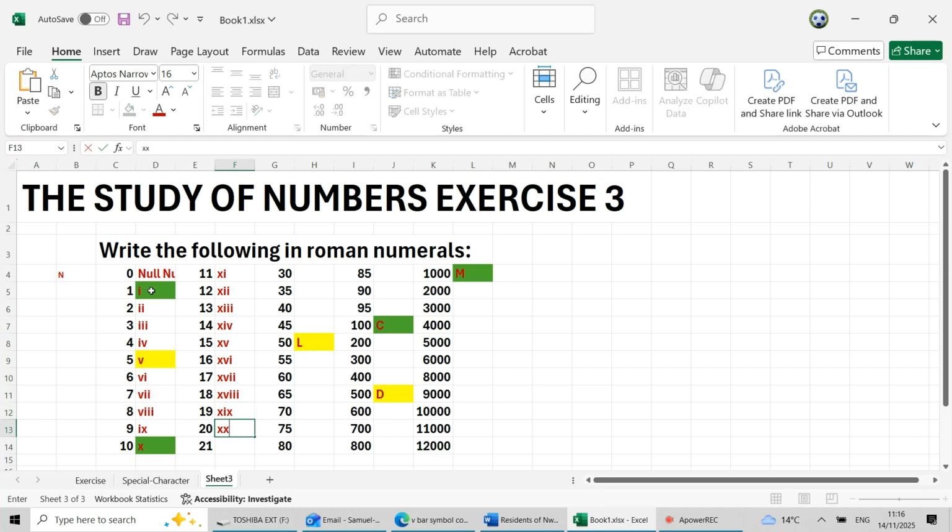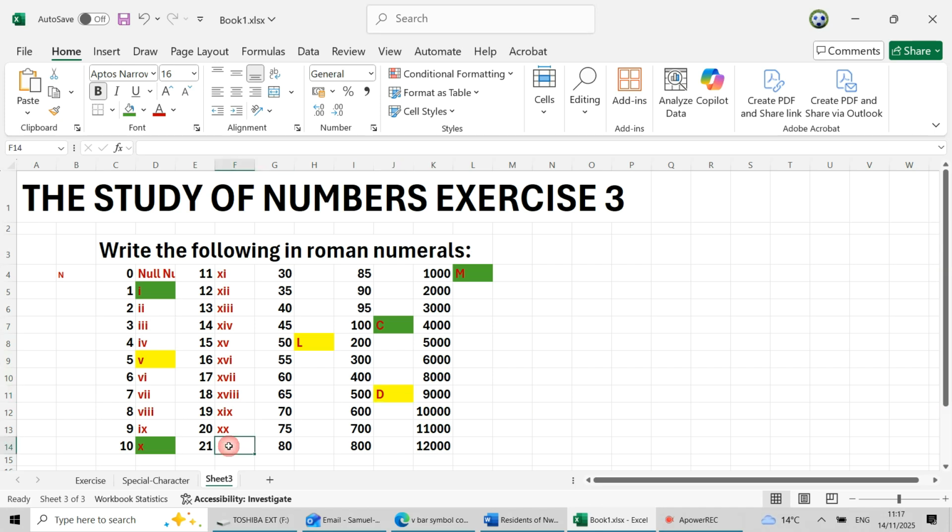Remember, the green background symbolizes the letter or the symbol that you can repeat multiple times to the maximum number of 3. That is I, X, C, and M. The ones with the yellow background, you cannot repeat. You just play around with other letters plus those ones in order to get another value.